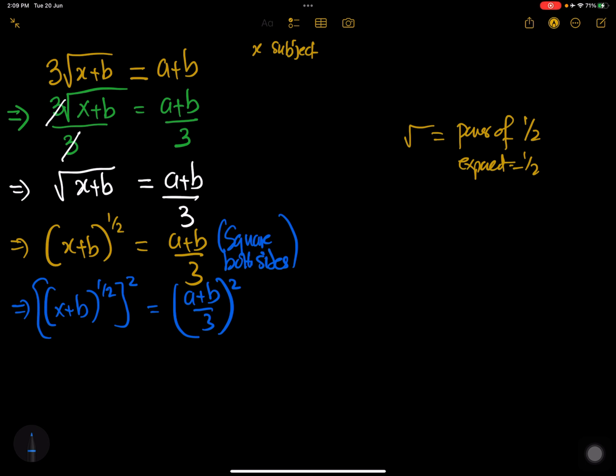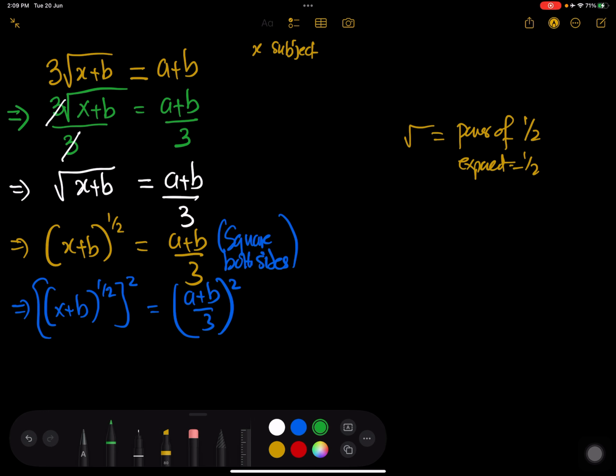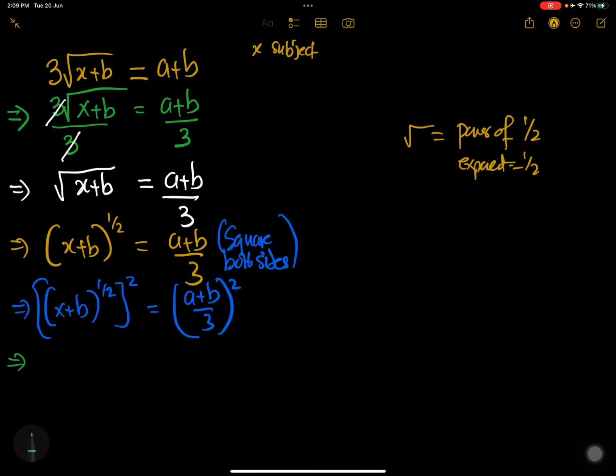It looks like they are twins. Whatever you do for one twin, you have to do it for the other. Anyway, so just so we can continue, this 2 here is going to cancel out, and we are left with x plus b is equal to (a plus b) divided by 3, all squared.